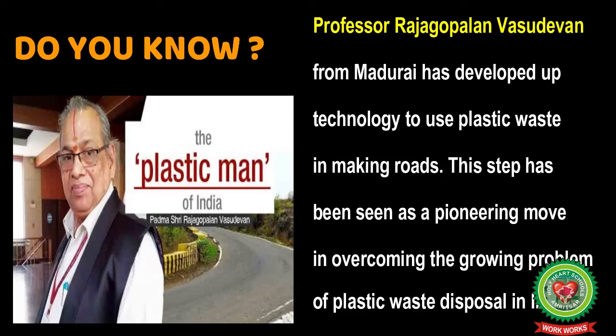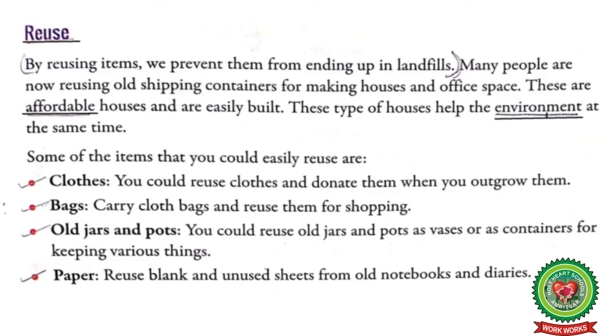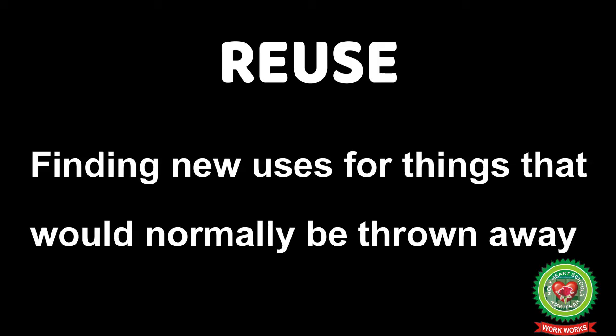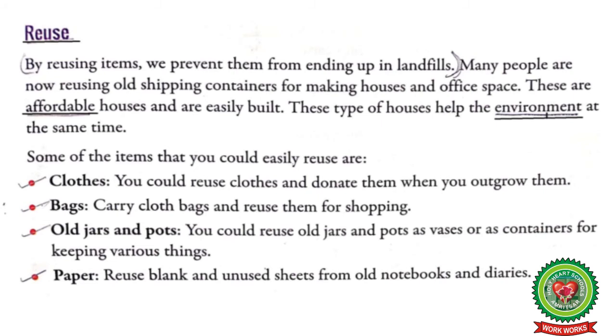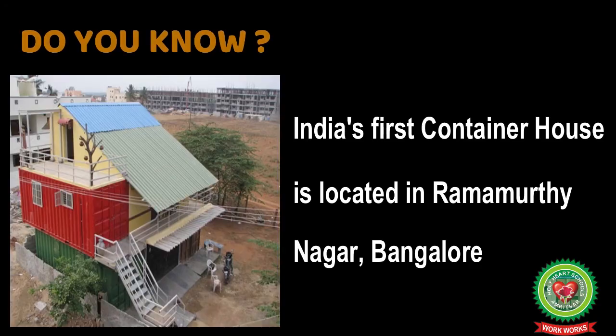Now students, our next topic is reuse. Reuse means finding new uses for things that would normally be thrown away. Students, by reusing items, we prevent them from ending up in landfills. Students, many people are now using old shipping containers for making houses and office spaces. And do you know, India's first container house is located in Ramamurthy Nagar, Bengaluru.